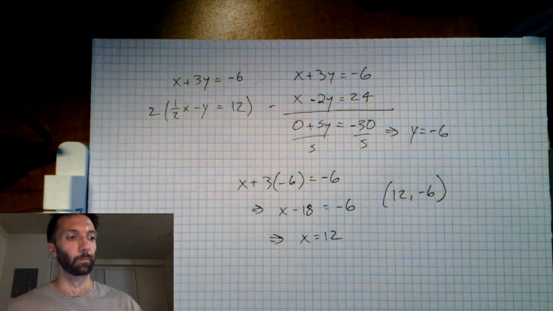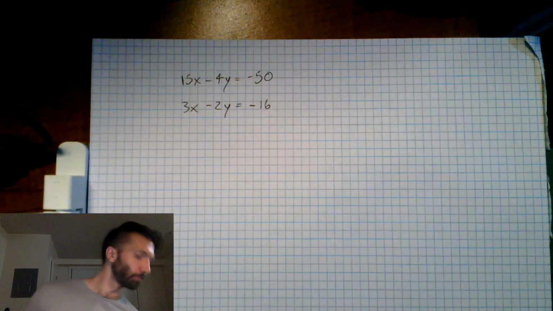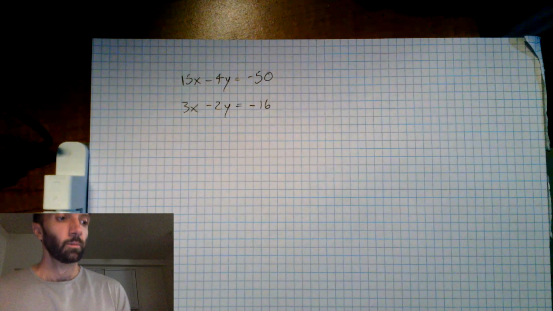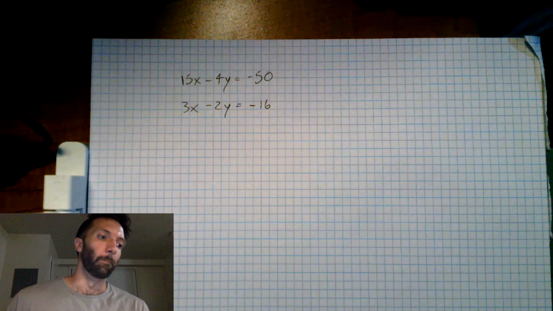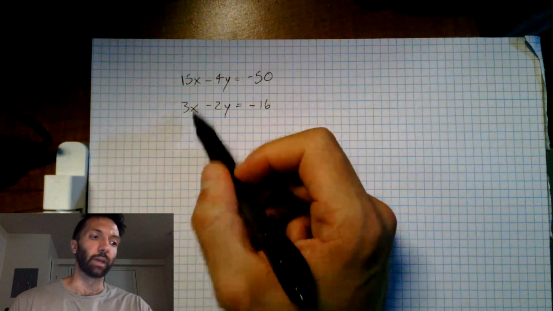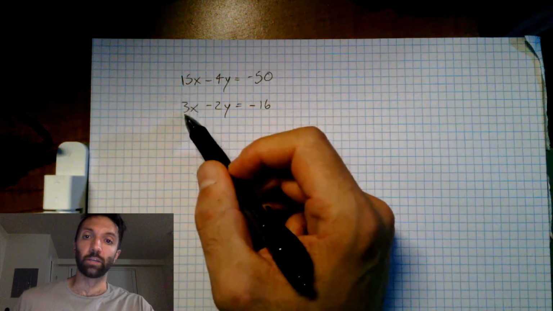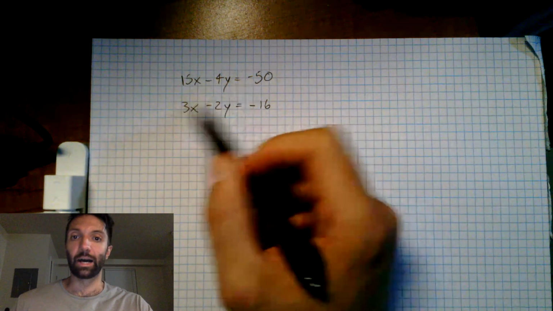All right, we'll do one more. For this one, sort of right off the bat, we see that we could get the 3 to become a 15 by multiplying this bottom equation by 5.